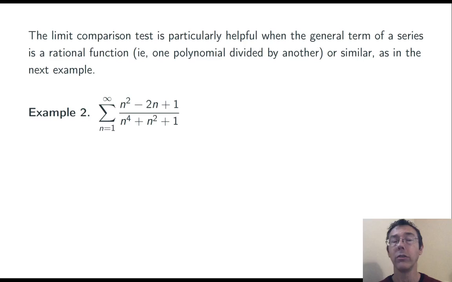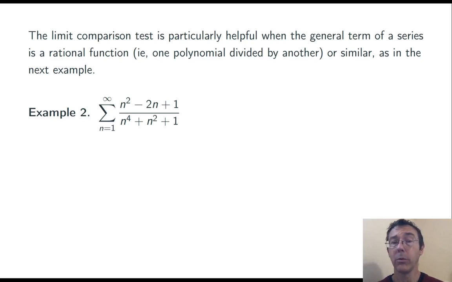The limit comparison test is useful in a wide variety of circumstances, but it particularly shines when you've got a rational function for your general term, one polynomial divided by another. Or something similar to a rational function, where instead of a polynomial, we just have n to a power, like 1/2 or 1/5. Here's a good example.